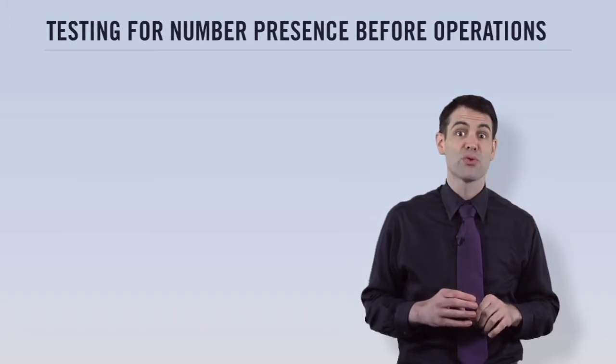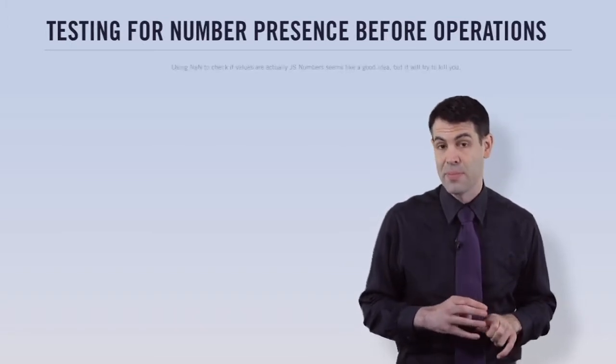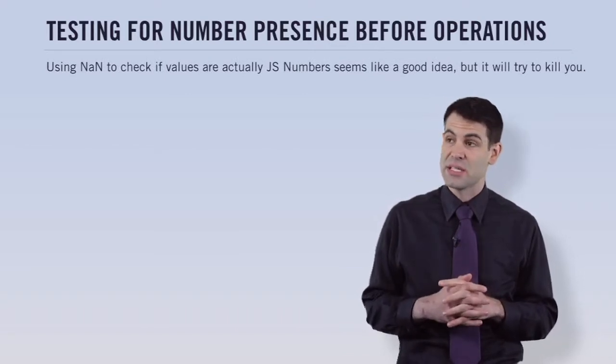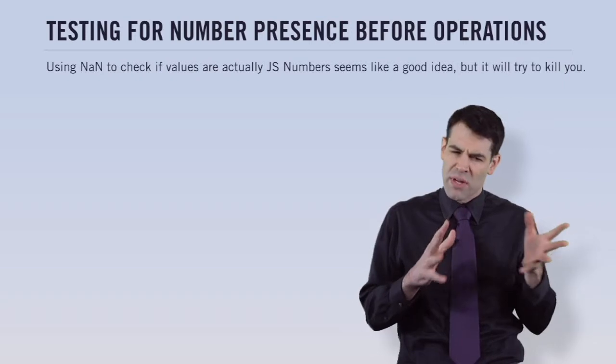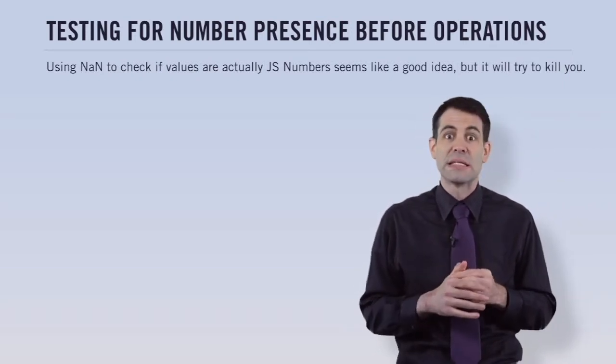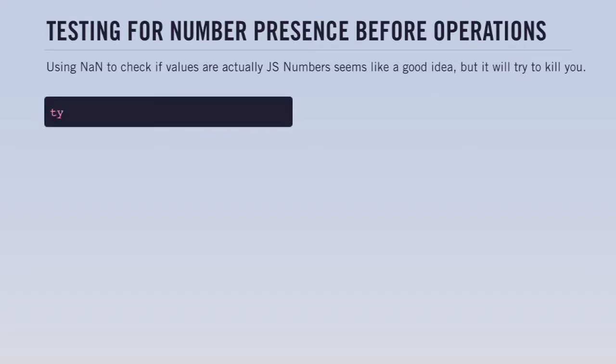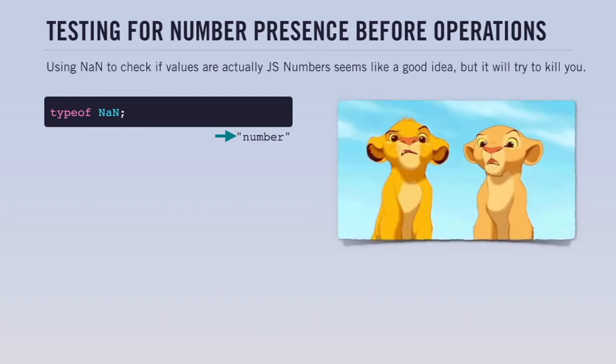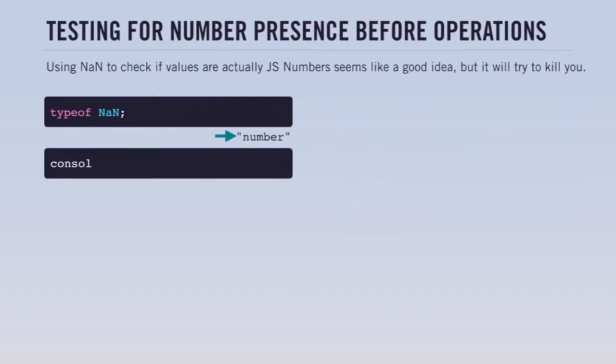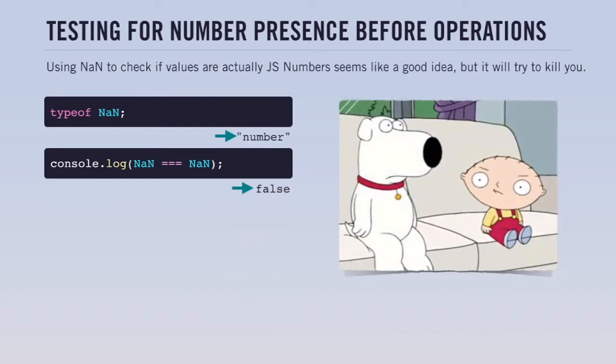Another cautionary tale we want to tell here in this section is that of testing for number presence before you try to do an operation with that number. Now, using NaN, not a number, to check if values actually exist, that seems like a good idea. Not a number, if I can use not a number, that should work, right? Usually it tries to kill you. Take a look at this. If I do typeof NaN, that's a number. The type of not a number is a number. So, okay, if I do console.log NaN triple equals NaN, I'm trying to see if not a number is in fact not a number. And guess what? That's false. Not a number is not a number is not a number. Something, right? Crazy.